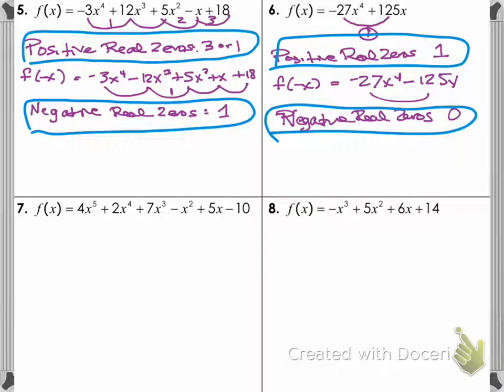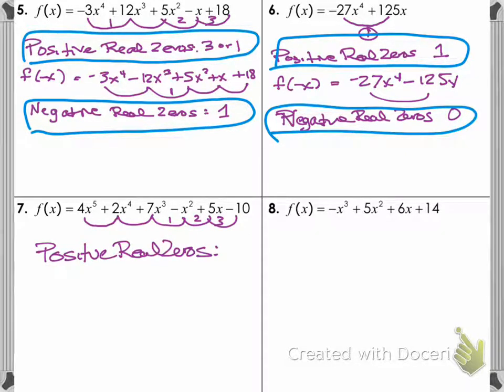Okay, over here, that's positive to positive, nope. Positive to positive, nope. Positive to negative, 1, yes. Negative to positive, 1, yes. There's 2, and positive to negative, 3. So for positive real zeros, there's 3 or 1.